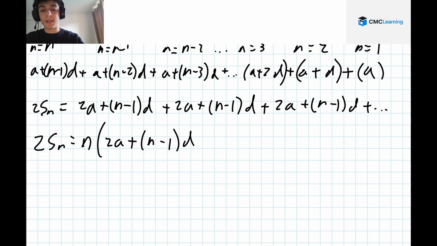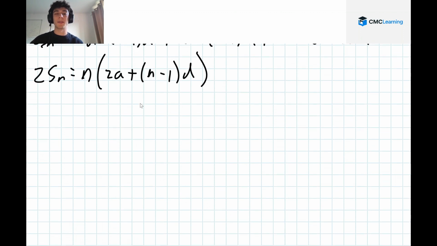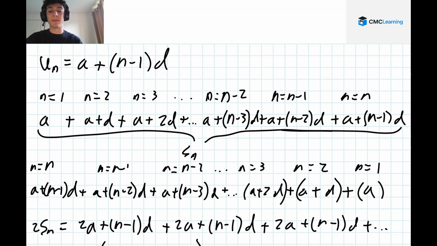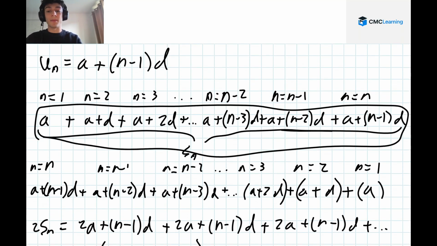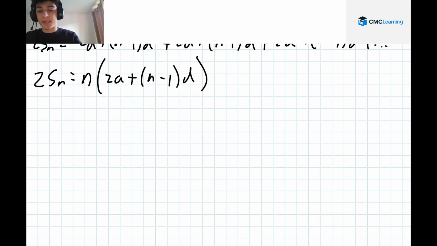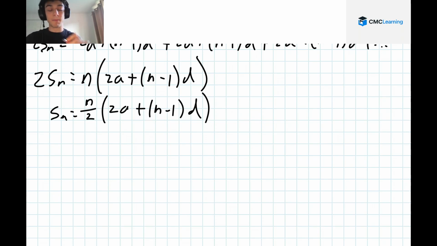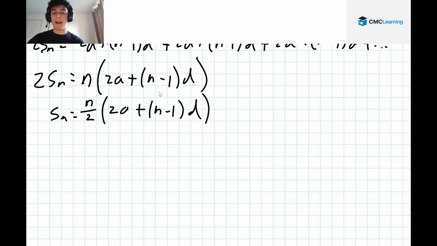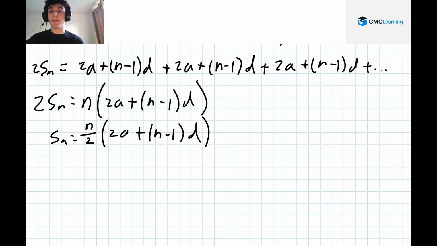n minus 1 d. If we have a look at this, in order to find the sum to n terms, which is what we defined above, the sum over all n terms, we just have to divide by 2. And that gives us n divided by 2 multiplied by 2a plus n minus 1 multiplied by d, all in brackets. And this is the familiar equation that you've probably seen in your textbooks. Essentially, for n terms, you sub in n, you find your first term and your common difference, and you can find out the sum to all those terms.